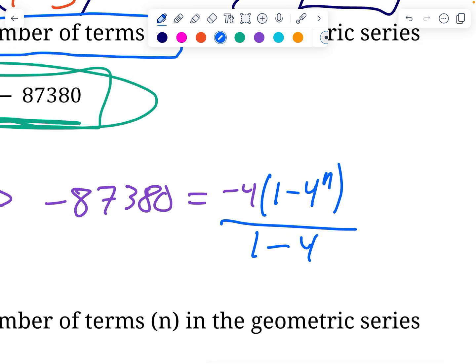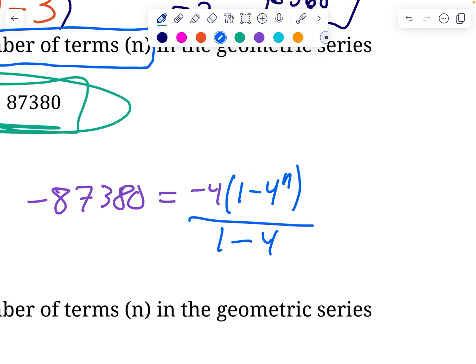Why? Because this is just an equation I can actually solve. Be a little careful about how you solve this. I'm just solving for one variable. N's the only variable I'm solving for. Keep in mind n's an exponent. So I'm probably going to have to use logarithms to solve this equation. Here's how you solve this. I'm going to grab out my calculator.